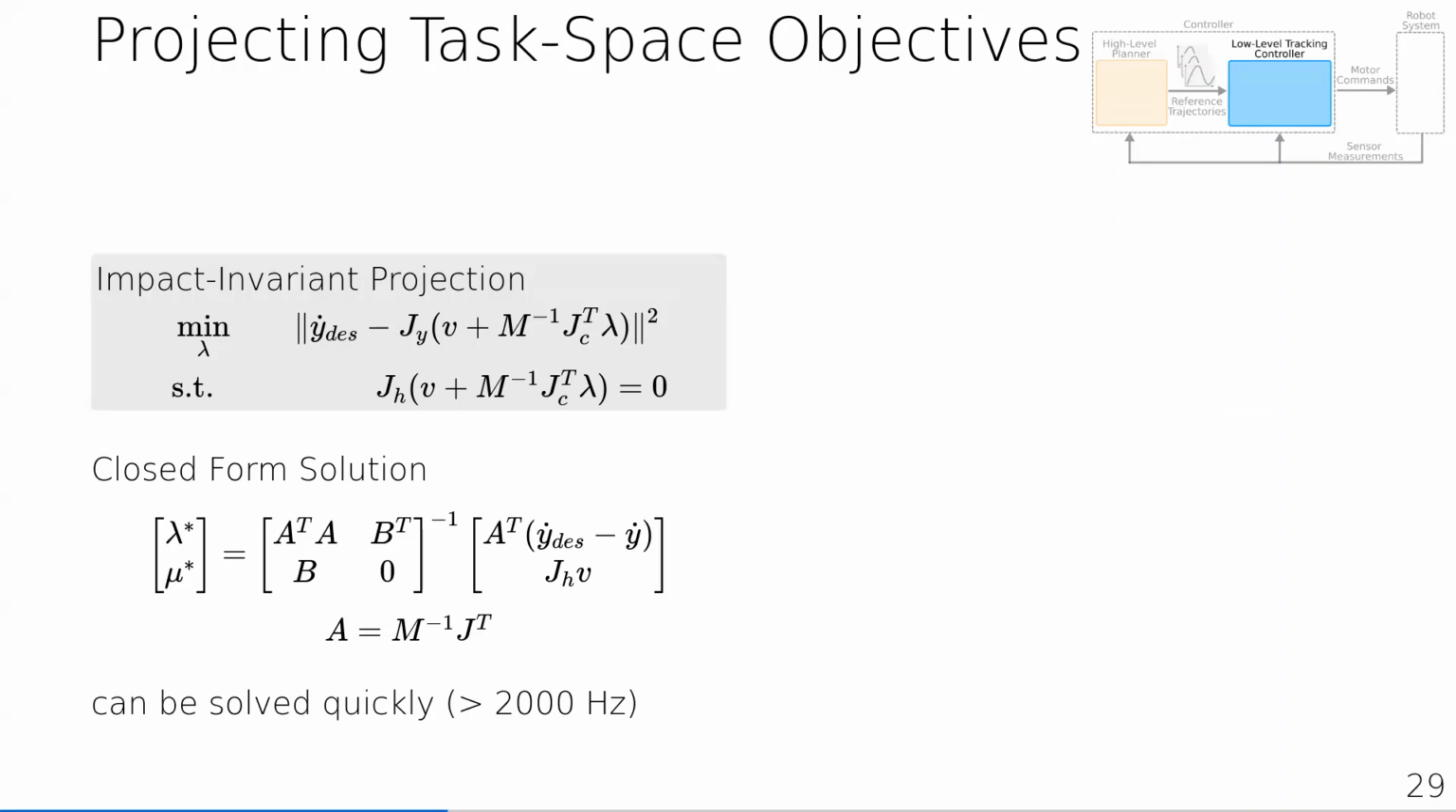Additionally, constrained least squares are projections, and in the paper, we show that this optimization problem is equivalent to the projection matrix Q if the tracking objectives are just the joint space targets.